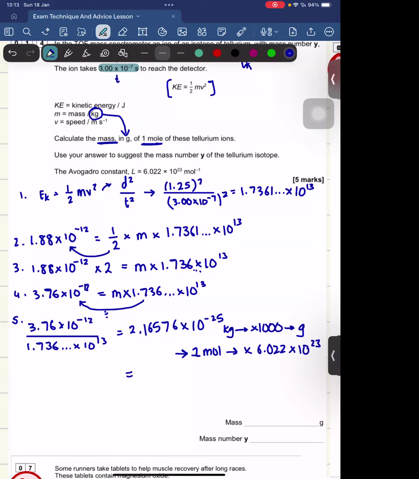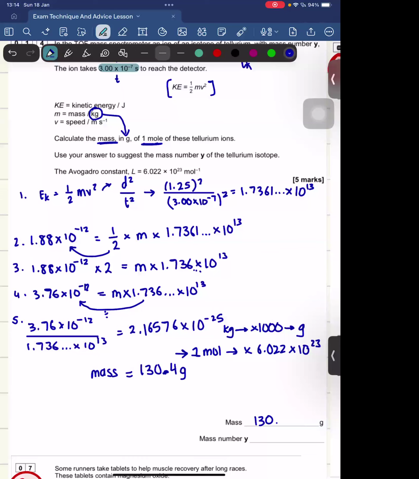So if I did the 2.16576 times 10 to the minus 25, etc., times 1,000 times 6.022 times 10 to the 23, that is a very long equation. So I would always put brackets over each thing as I type it into my calculator. Okay, and that should give you your mass of 130.4 grams, right? So that is my mass in grams.